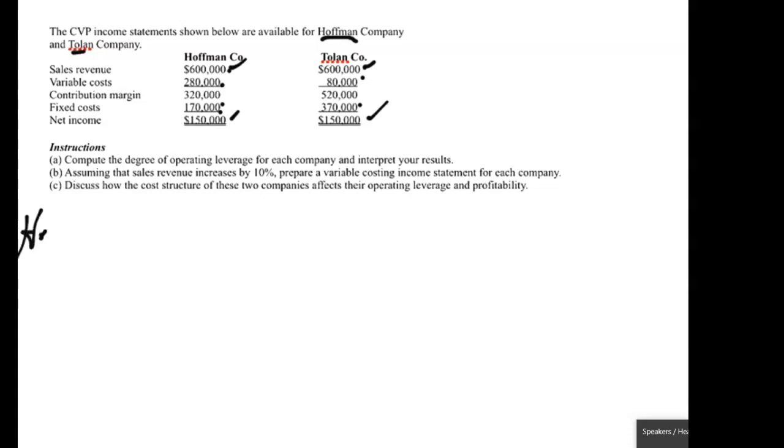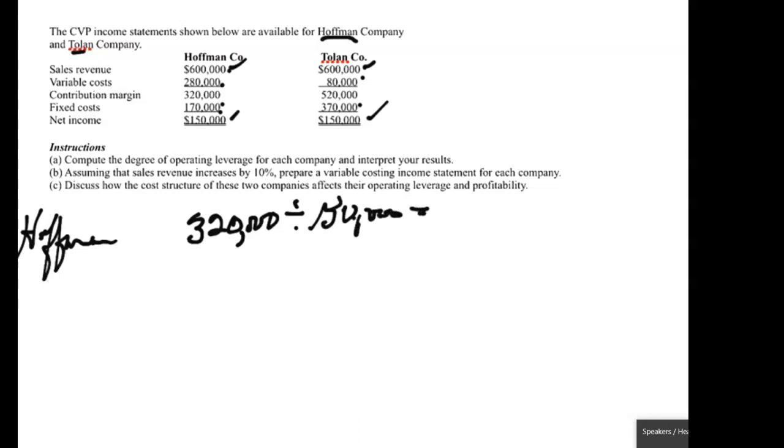So we'll start off with Hoffman. Hoffman's degree of operating leverage is the contribution margin, which is $320,000, divided by the net income, which is $150,000. And so the degree of operating leverage, or DOL, is equal to 2.133. For Tolan, it has more fixed costs.